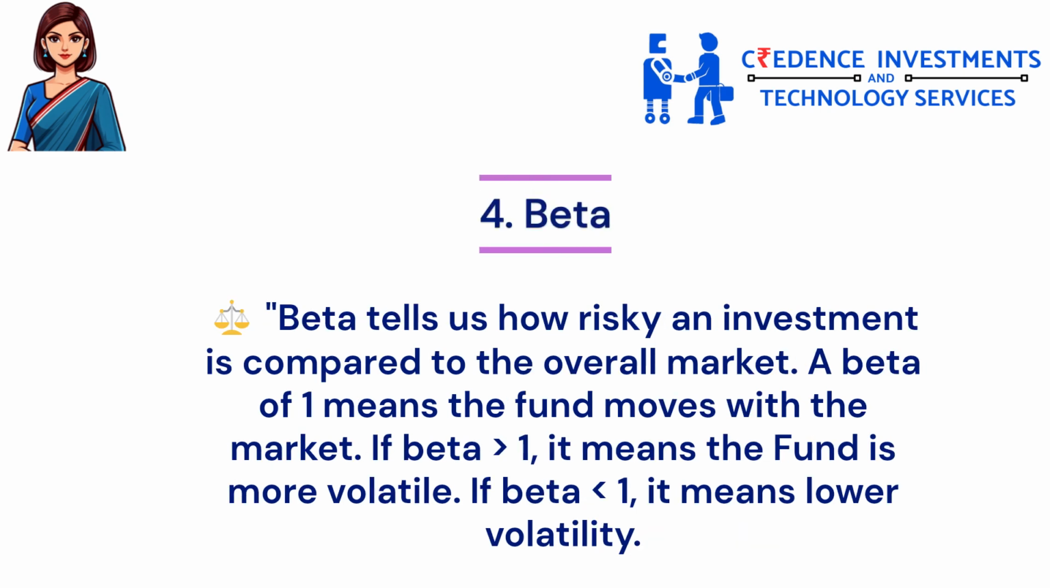4. Beta. Beta tells us how risky an investment is compared to the overall market. A beta of 1 means the fund moves with the market. If beta is greater than 1, it means the fund is more volatile. If beta is less than 1, it means lower volatility.